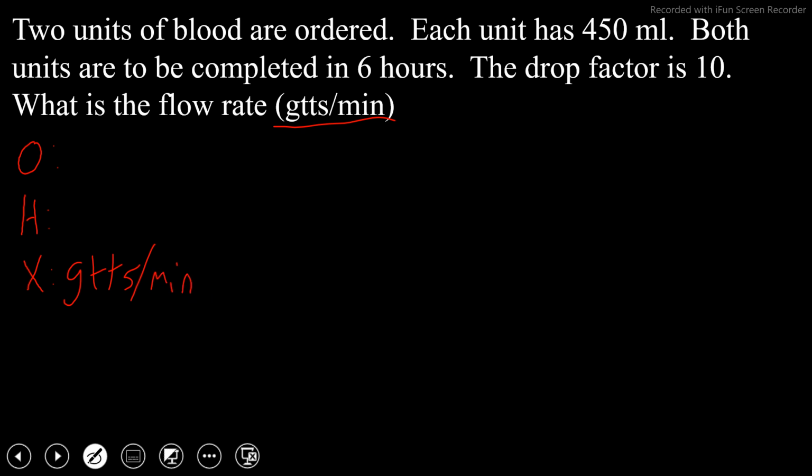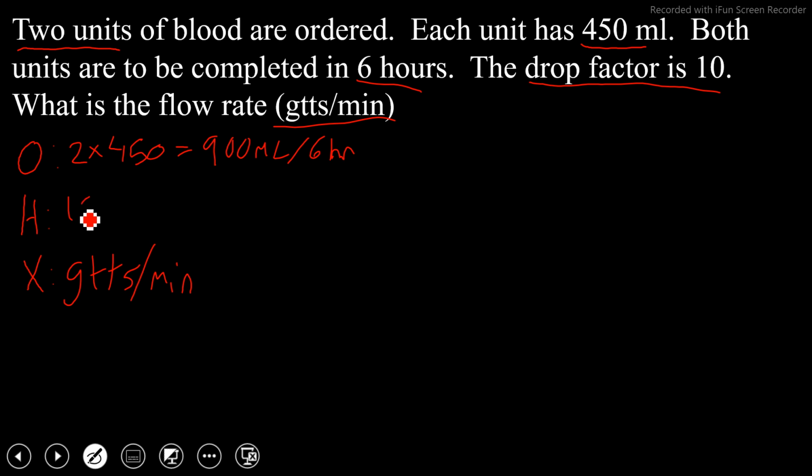And then what we have ordered is 2 units of the 450 ml. So we're going to do 2 times 450. That equals 900 ml. And we want that in the 6 hours. So over 6 hours. Then what we have, of course, is that drop factor of 10, so 10 drops per ml.